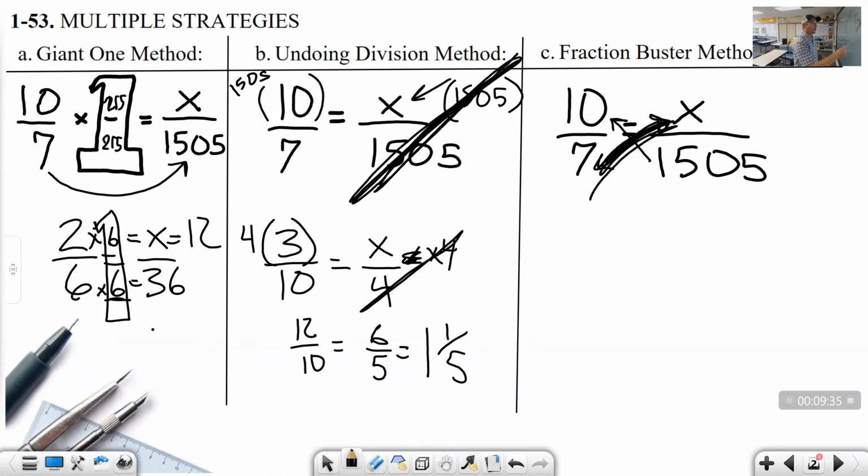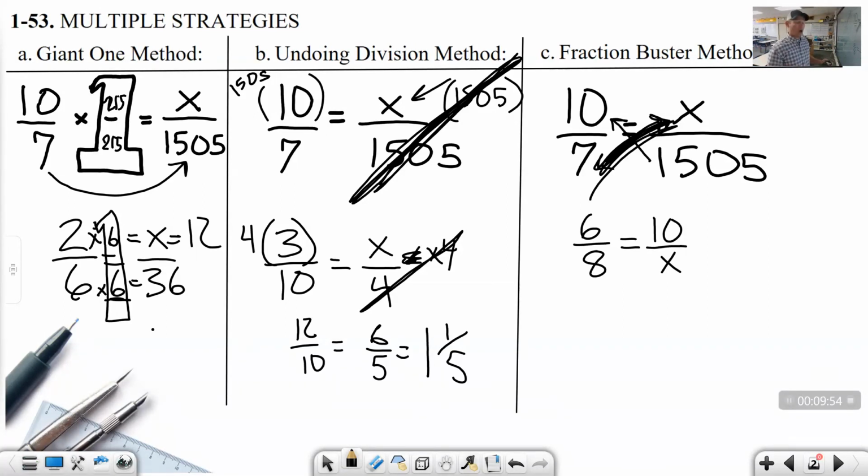This problem is really good if you have an x on the bottom. So let's create a problem. 6/8 equals 10 over x. Notice the x is on the bottom. You never want to have x on the bottom. It's just annoying to do.